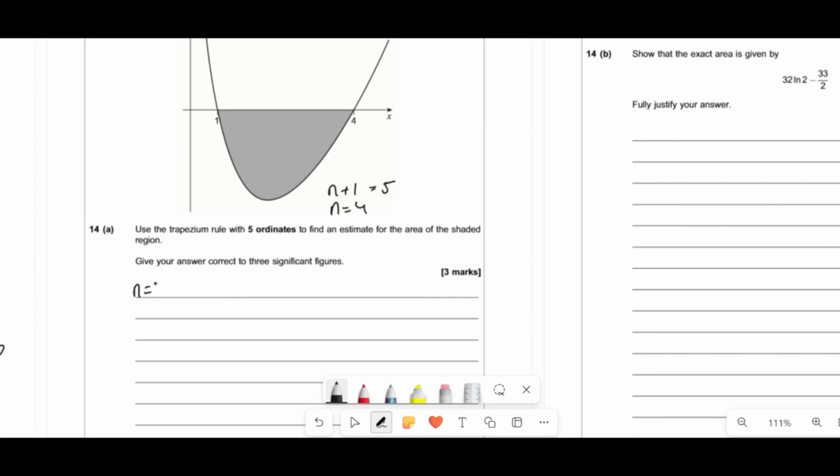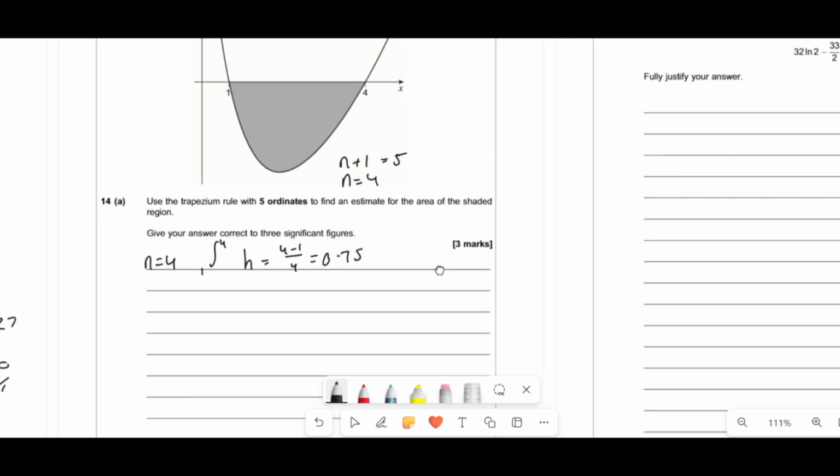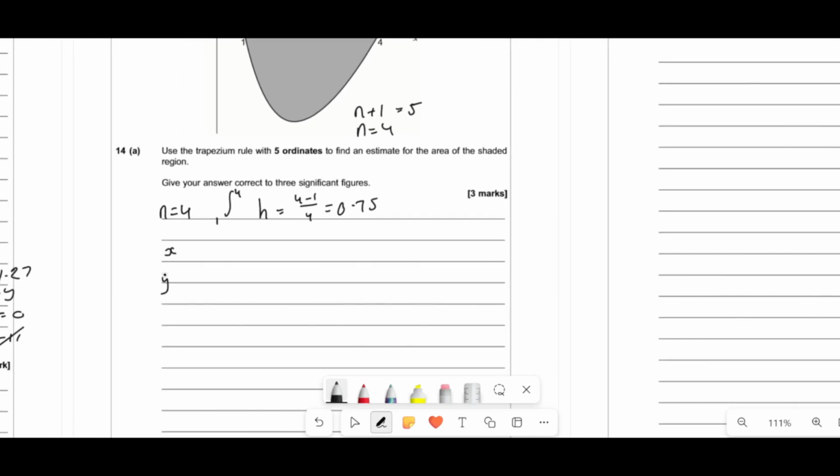So n, the number of strips, is 4, and our bounds are 1 to 4, so our width is going to be (4 minus 1) over 4. If we do that, we get 0.75. So now what you do is you make a little table of x and y's, and we start at 1, so that's 1, and then we've got 1.75, then 2.5, then 3.25, and then 4.